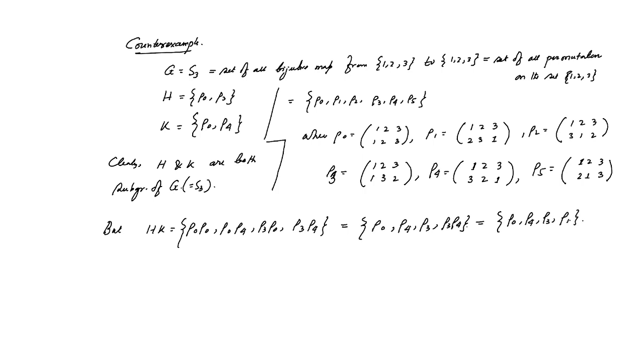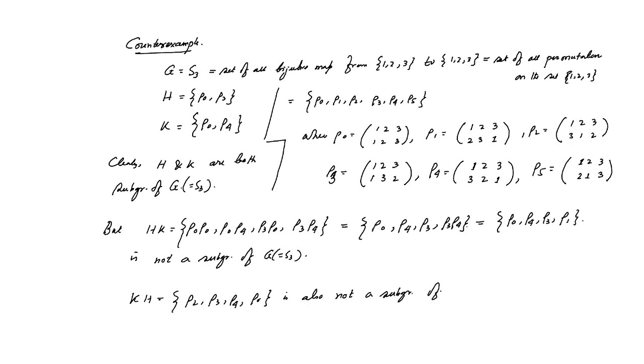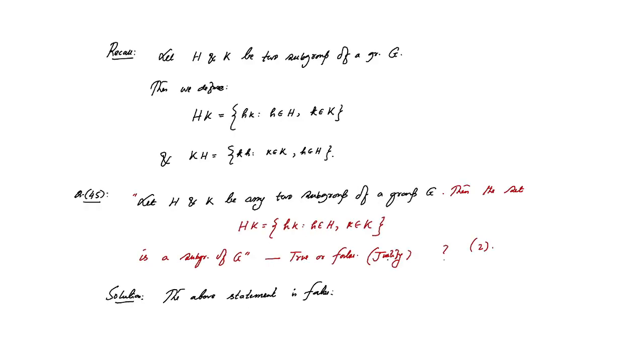And you will check this is not a subgroup of G, that means S3. Similarly, you also check KH, and KH will be rho 2, rho 3, rho 4, rho 0, and this is also not a subgroup of S3. If you prepare the composition table, you will see there are some element which does not belong to KH. So closure property does not hold. So from that, we can conclude that the product of two subgroup may not be subgroup. Now the question is, when will this product be a subgroup?